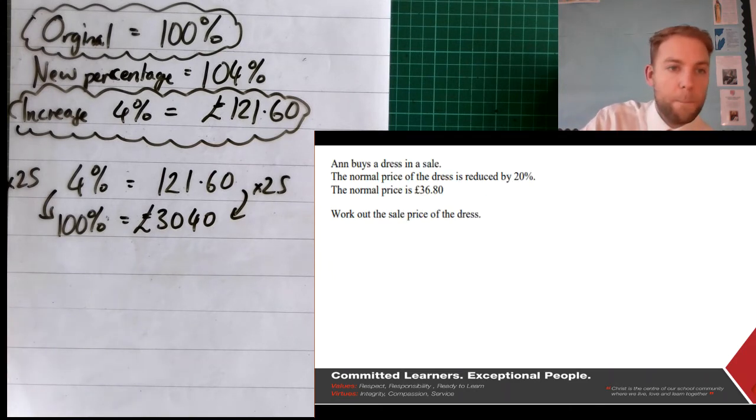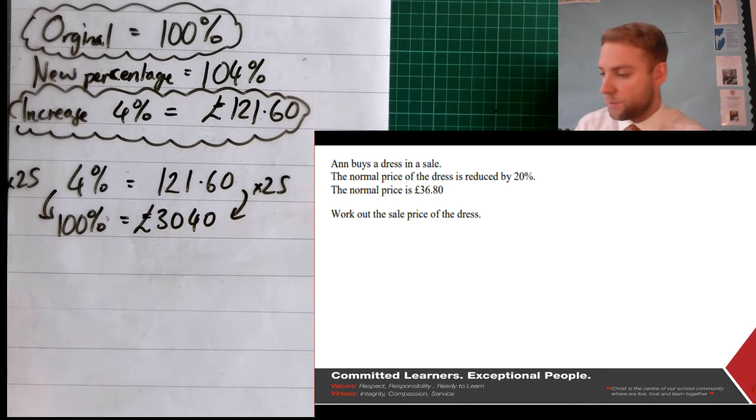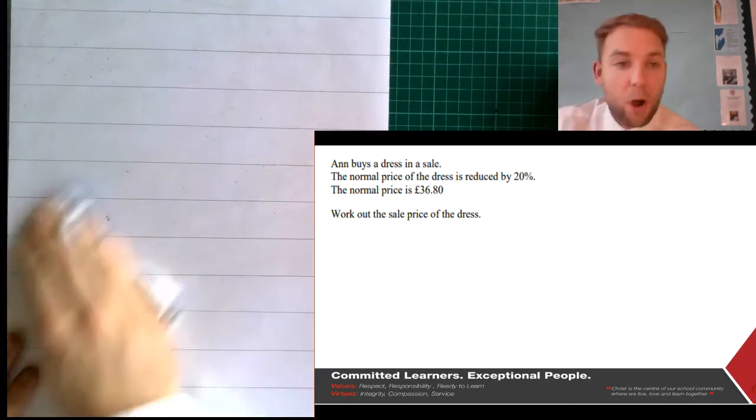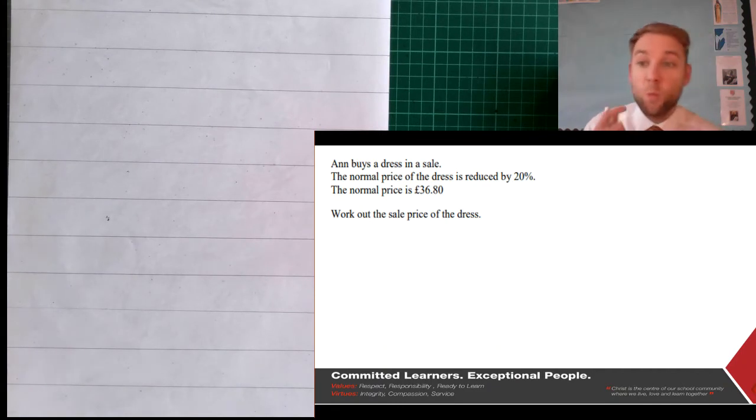Okay, let's have a look at one more, and then I'll give you an opportunity to have a go at your sum yourself. So do make sure you're getting this down on that paper, okay? This will come up in the exam, all right?